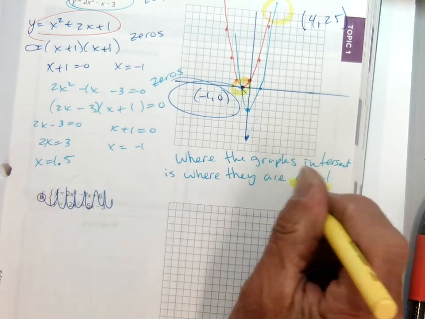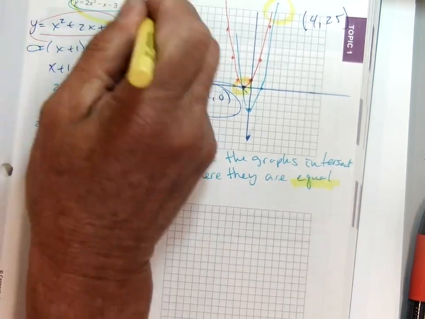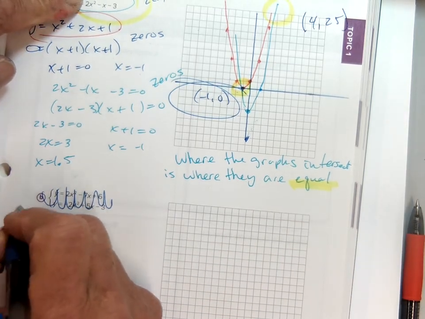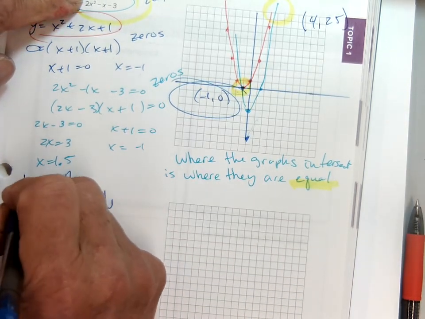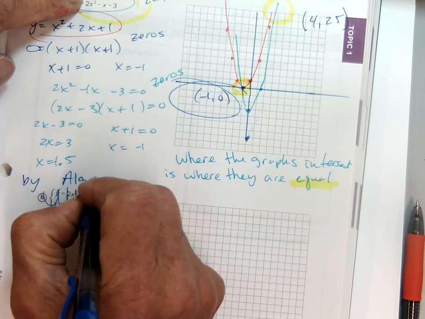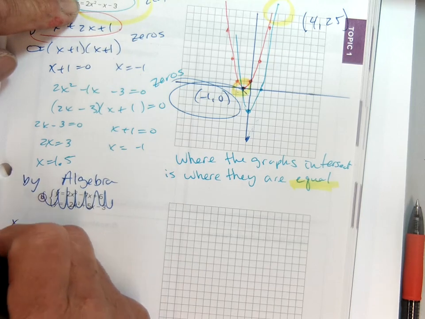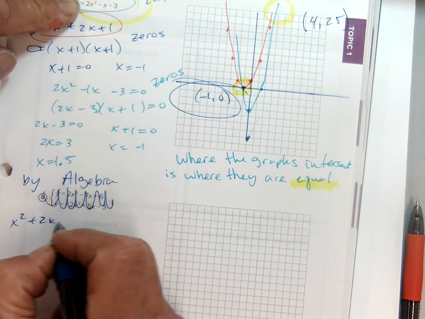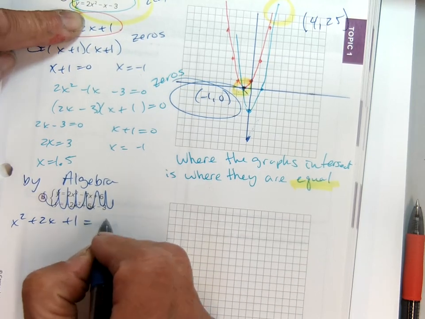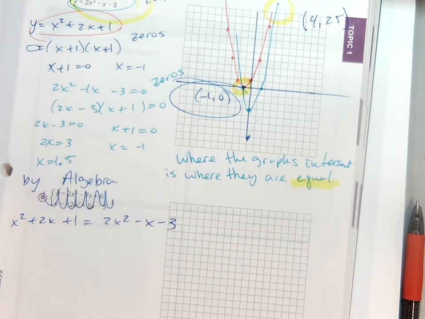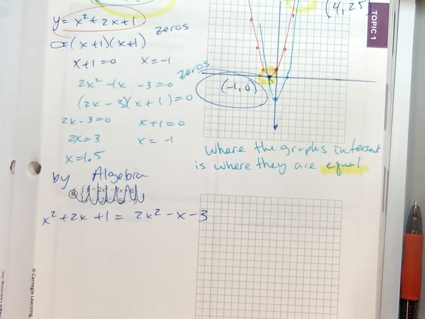So I'm going to take my two equations and set them equal. Take x squared plus 2x plus 1 and set it equal to 2x squared minus 1x minus 3. I'm going to solve for x. I do know there's two answers. We know that graphically, so I'm expecting two answers.